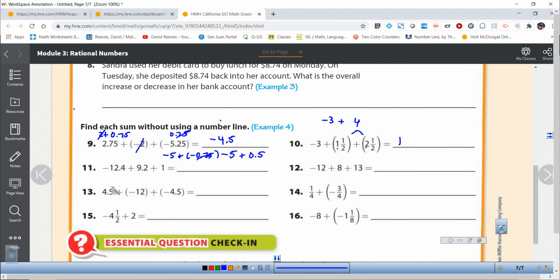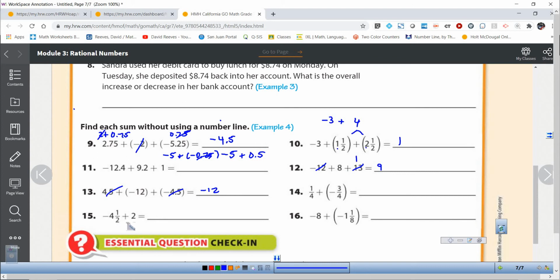If you go down to number 13, this one's great, because there's positive 4.5 and there's negative 4.5. Those are going to cancel, and I'm just going to get negative 12. Again, opposites add to equal 0, right? If we go to this one right here, I have 12 negatives and 13 positives. If I put those together, that's just going to give me a positive 1, right? What do I have more of? Positives. How many more do I have? 1. And then it's easy to add 8 and 1 together and get 9.